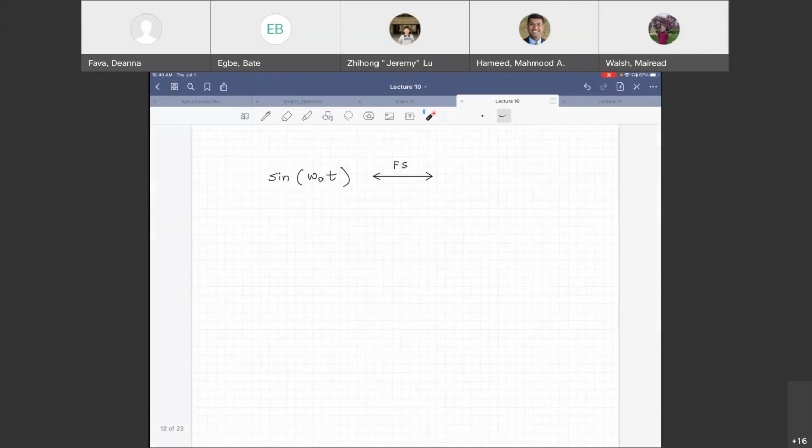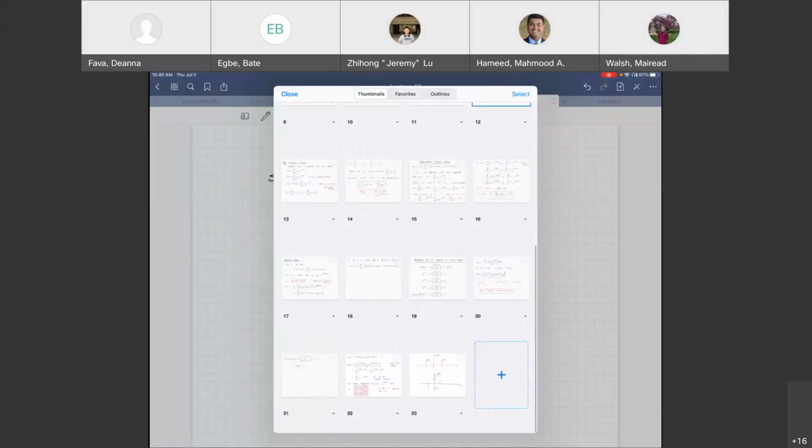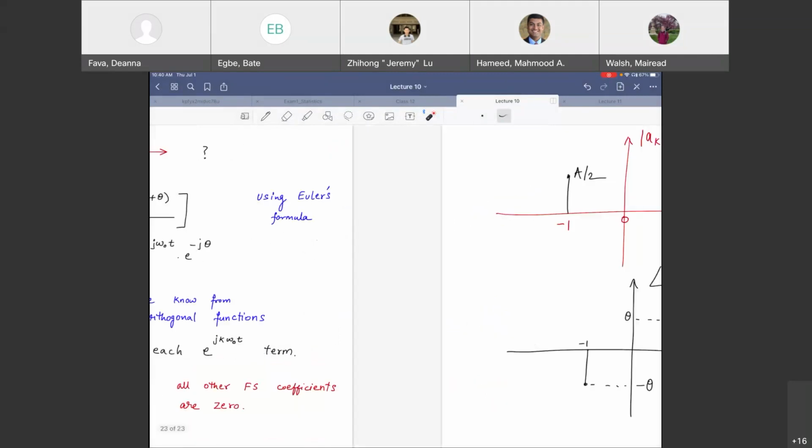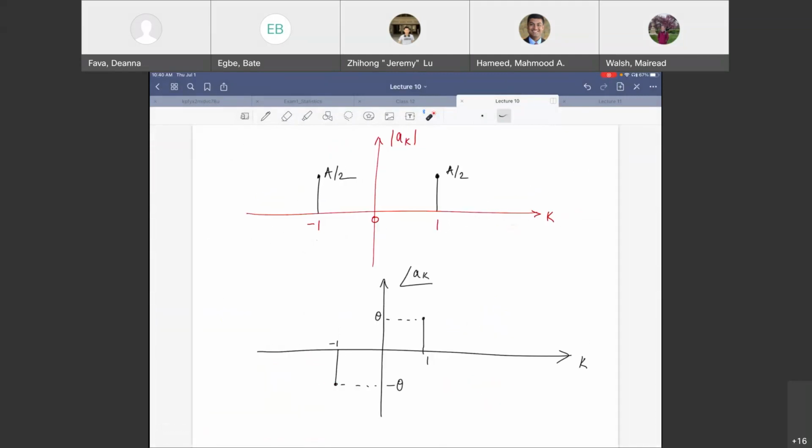Next. How about sine? We talked about the Fourier series coefficients of a cosine, right? If I give you a quick reminder, that's what we had for the Fourier series coefficients of a cosine. You got A over 2 with a phase of theta for k equals 1, and the only other non-zero Fourier series coefficient would be k equals -1, with the same amplitude A over 2 and phase of negative theta. We sketched both the magnitude and the phase.